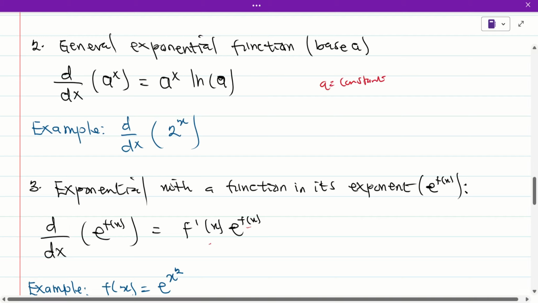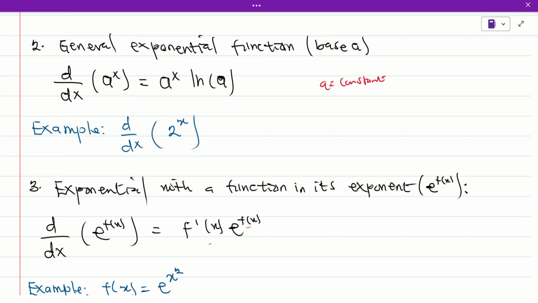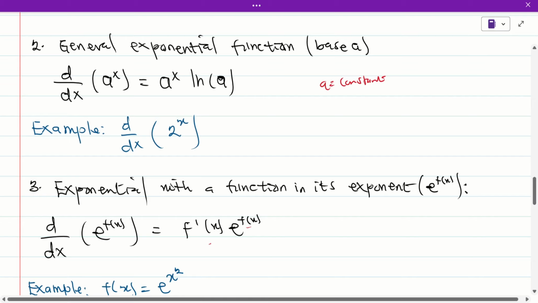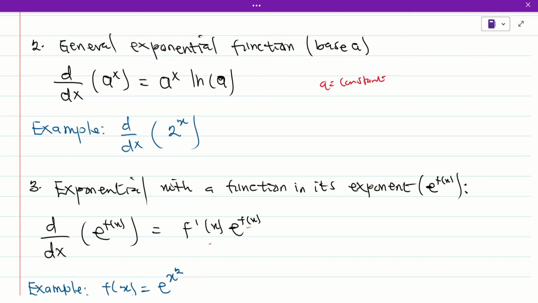So what you're going to do here is, when you are asked to differentiate a exponent x, you write your a exponent x again. Then you find the natural logarithm of a. So at the end, we are going to get a exponent x ln a. Do you get it?